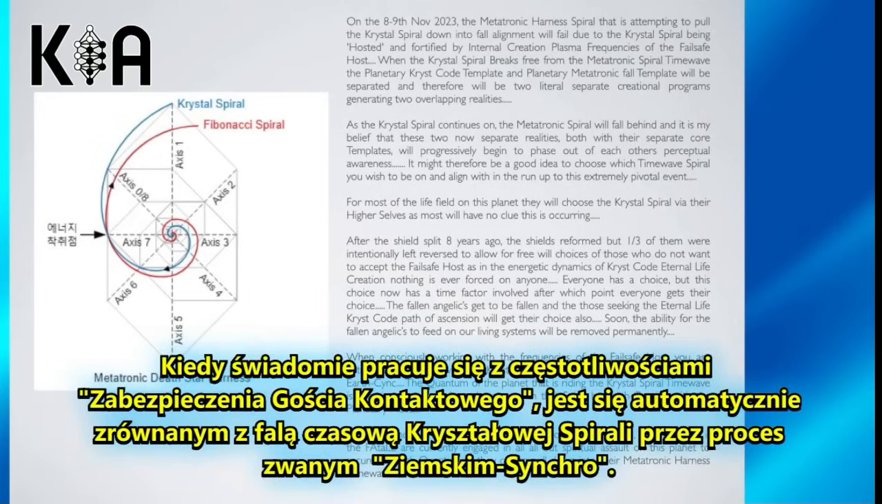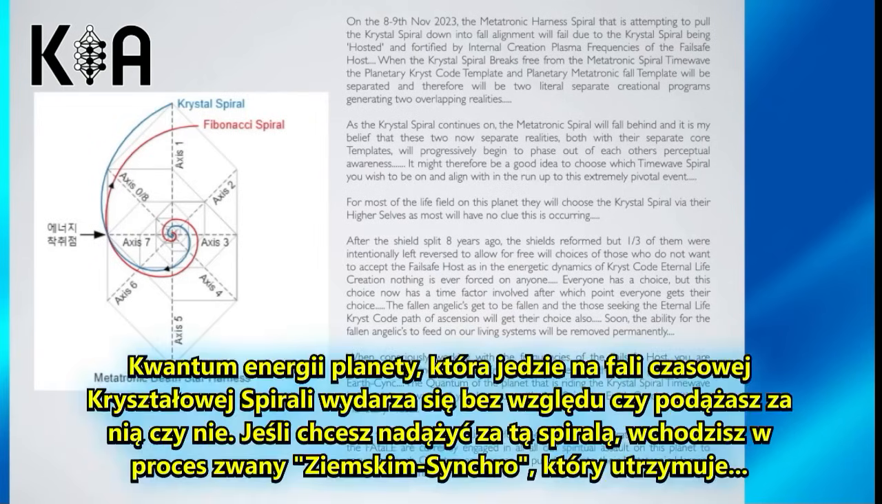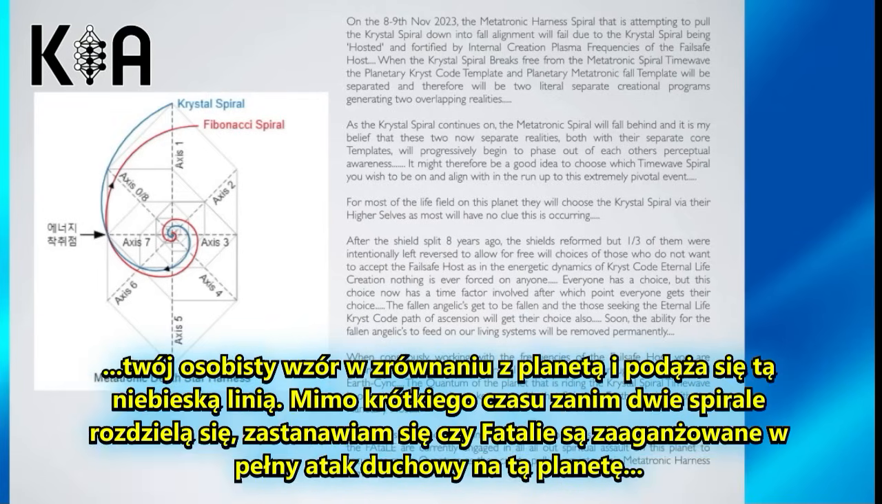When consciously working with the frequencies of the failsafe host, you are automatically aligned with the crystal spiral time wave through a process called Earth Sync. The quantum of the planet that is riding the crystal spiral time wave is occurring anyway, whether you follow it or not. And if you want to keep up with that spiral, you engage in a process called Earth Sync, which keeps your personal template aligned with the planetary host, so that you're following this blue line.